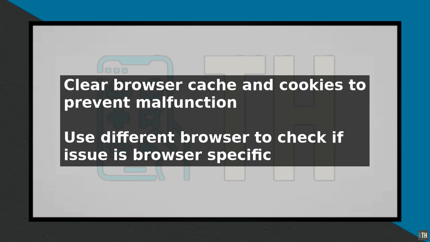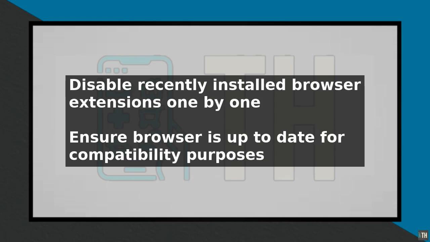Another potential solution is to disable any recently installed browser extensions, as they may interfere with the Wix editor. Try disabling them one by one to identify the problematic extension. It is also essential to ensure your browser is up to date, as outdated browsers may not be compatible with the Wix editor. If none of the above steps work, try checking the Wix status page to see if there are any known issues or outages.